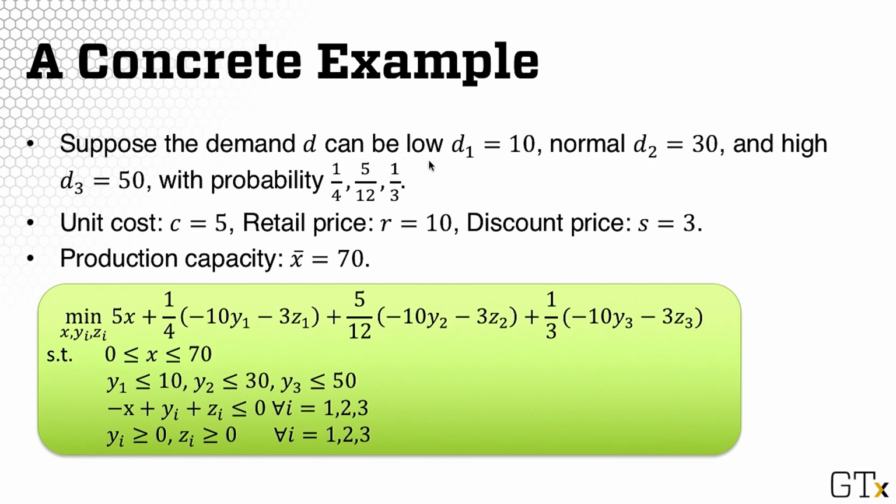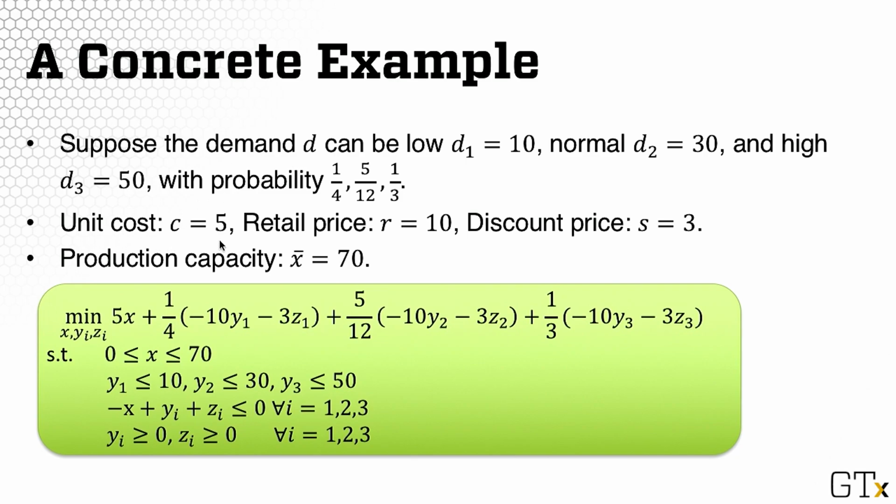The forecasting department tells us demand is either low, which is 10 units, normal, which is 30 units, or high at 50 units, with probability 1/4 for low demand, 5/12 for normal demand, and 1/3 for high demand. So these are the forecasted probabilities and forecasted levels of future demand. The demand is a discrete random variable.